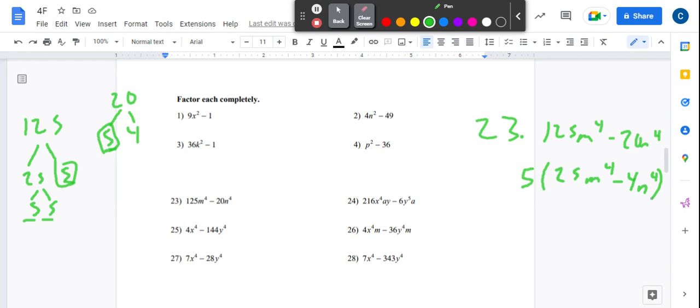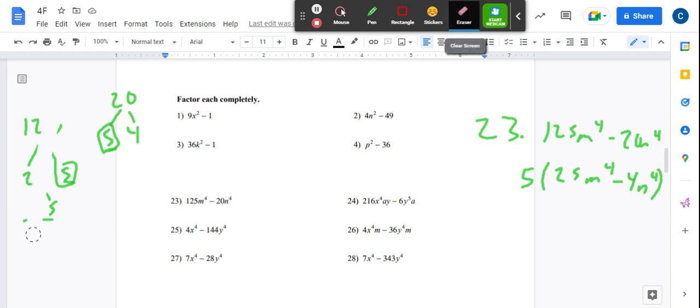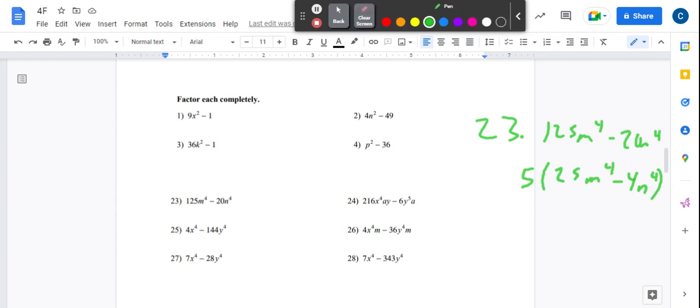Okay. Now, in this one we have a difference of squares. We have 25 and 4. 25 m to the fourth and 4 n to the fourth. So if we take the square roots, if we have 25 m to the fourth and we root it, the root of 25 is 5. The root of m to the fourth is m squared, right?